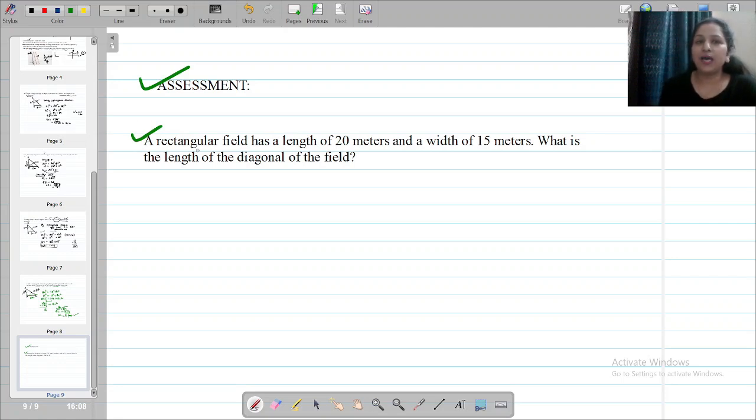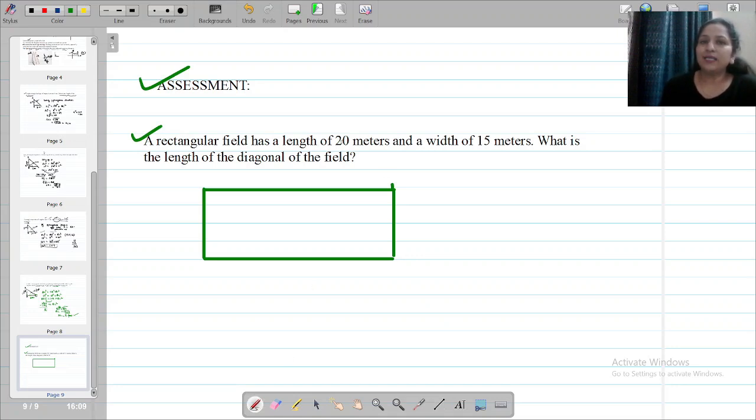I'll just give you an idea how it has to be done. So it is a rectangular field. Let me make a rectangular field so that you can relate how you can use Pythagoras property here. Now the length is 20 meter. It is 20 meter and the opposite sides of a rectangle are equal. So this is also 20. Width is given 15 meter. If this is 15, opposite side, this is also 15.